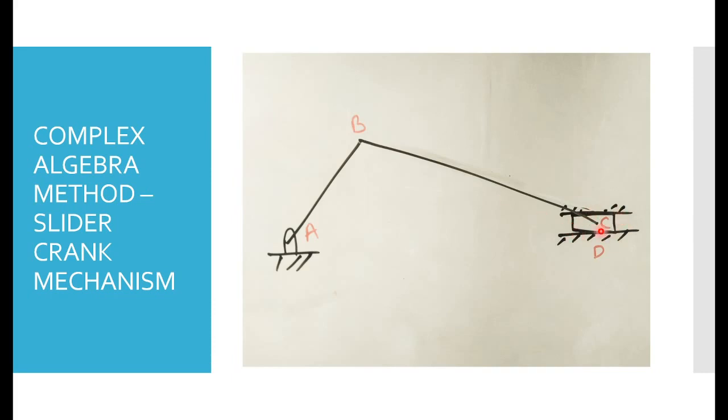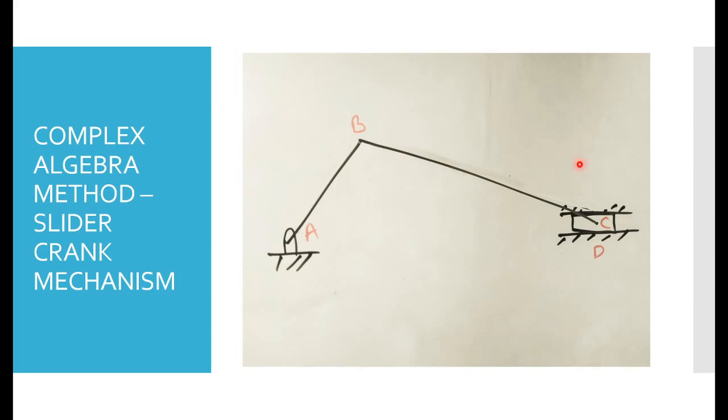You can watch this only after listening to the previous lecture on the 4-bar mechanism. I am skipping all the basic things, so first you have to listen to that, then only you can listen to this. According to our method, the next step is we have to form a closed loop.